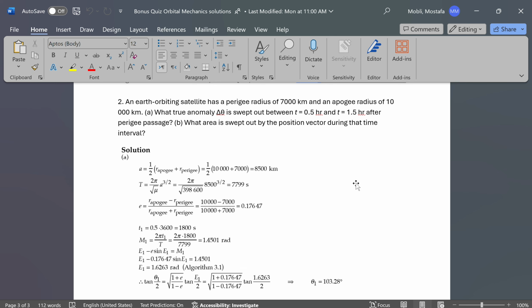How should I solve this? We are given time, we want theta. How should I solve this?